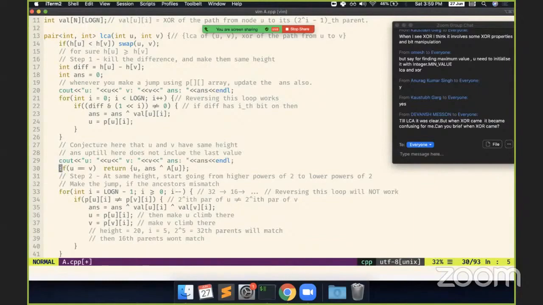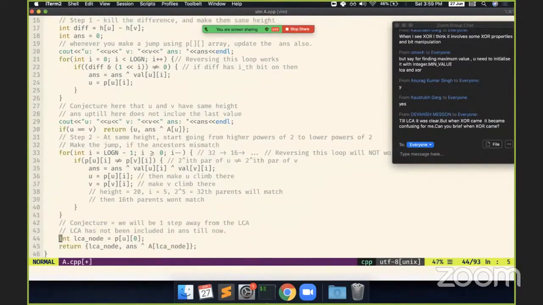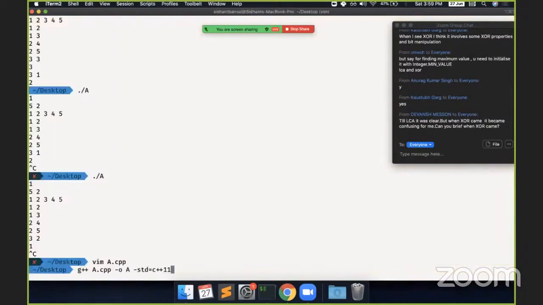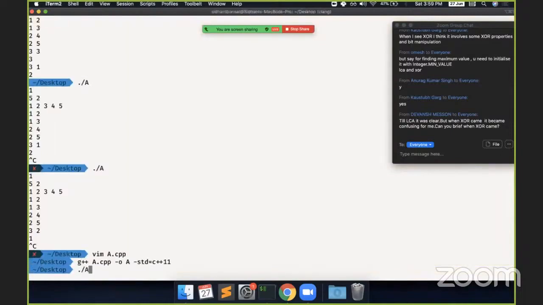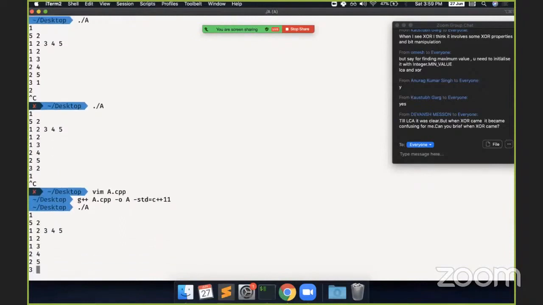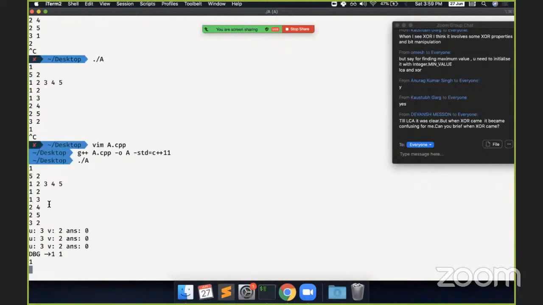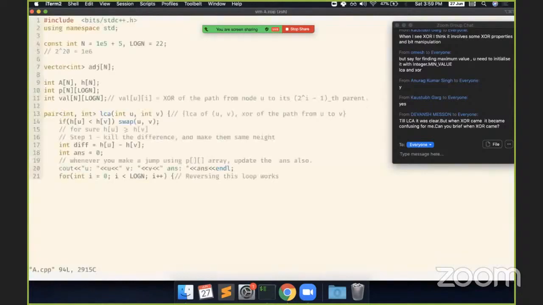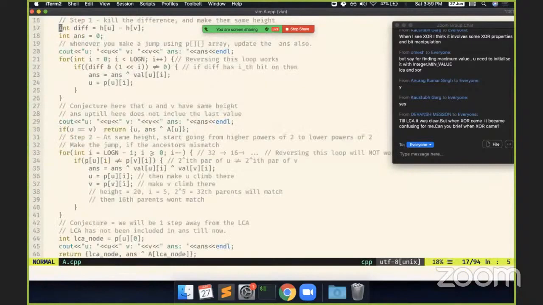After the step, and then okay, so 3 and 2, U was 3, V was 2, answer was 0. Pretty much every time the answer came out to be 0. Wow. So we never actually made any jumps. That's the issue, right? Yeah, because 3 and 2 are just one step away from the LCA. So we never actually made any jumps, and that's why the answer never took those values into account.